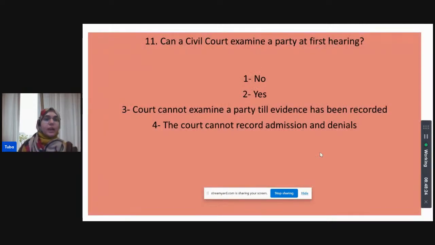Next question. Can a civil court examine a party at first hearing? What is the stage of examination of a party by the civil court? Is the correct answer no? Is it yes? Is it the court cannot examine a party till evidence has been recorded? Or is it the court cannot record admissions and denials?